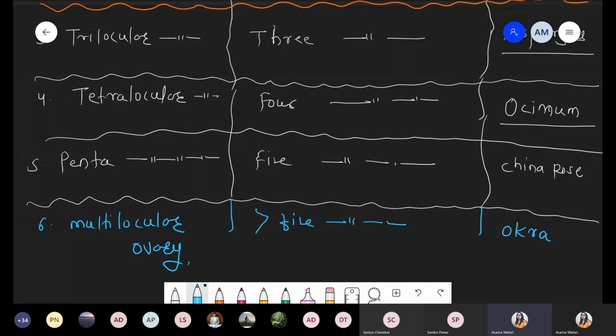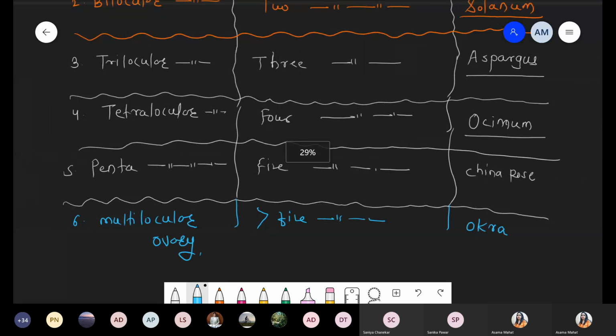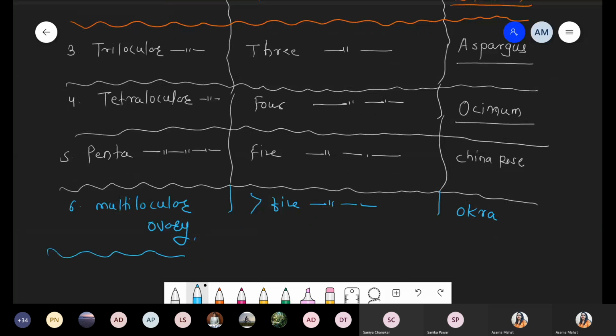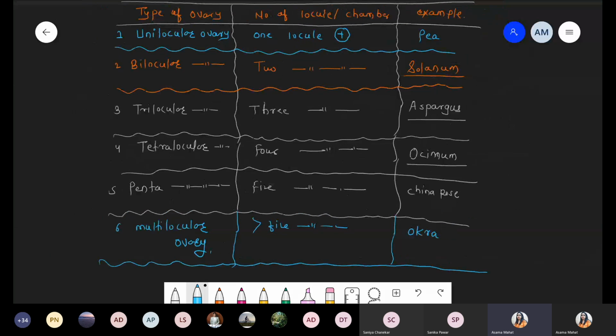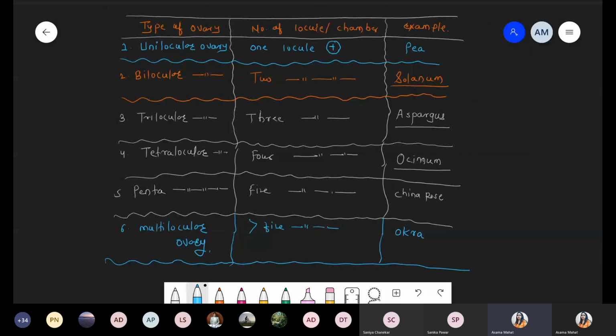What is the common name for okra? Ladyfinger, bhendi. Yeah, that is okra. So just check this chart. These are the types of ovary depending upon their chambers: uni, bi, tri, tetra, penta, and multi.